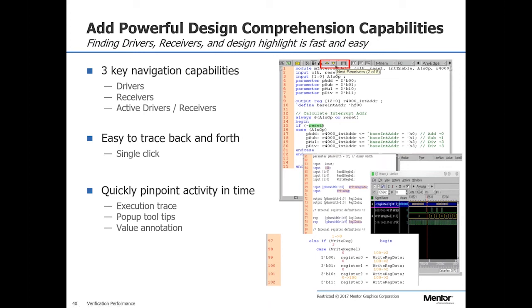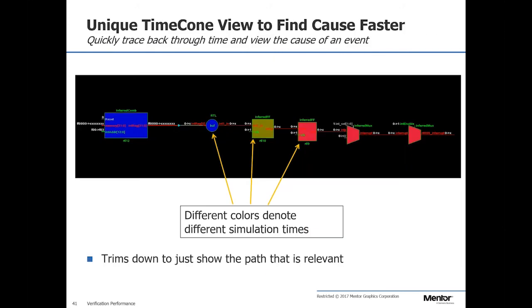Something that's really unique to Visualizer is this view called the time cone view. Let's say I've got this signal, interrupt, right here, and let's say it went to an X in my simulator. If I was to trace that back in the traditional debugger, you'll see these are flip-flops, and it would say, okay, here's this X, and go back. At some point as I'm tracing back, these signals might not be X anymore because they're sequential and they're later in time.